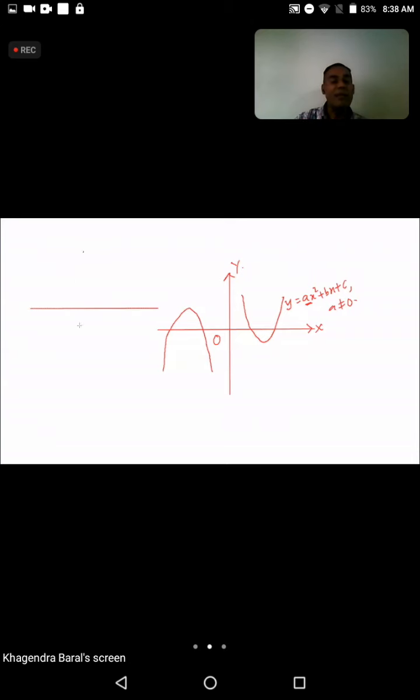Okay. If it is y is equal to x cube, then the graph is like this. It goes upward and the other part comes downward in a similar manner. It is the graph of y is equal to x cube.